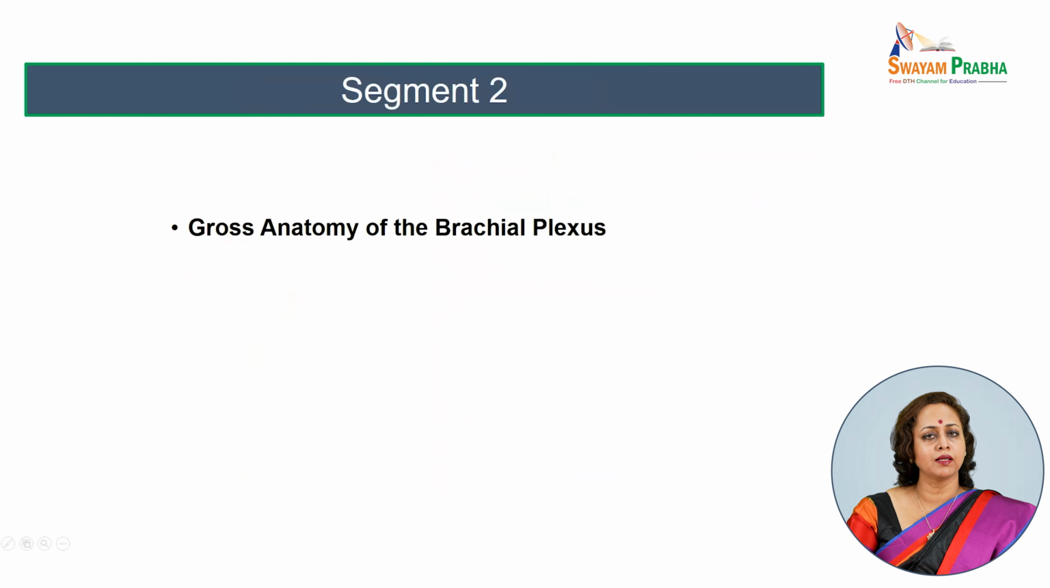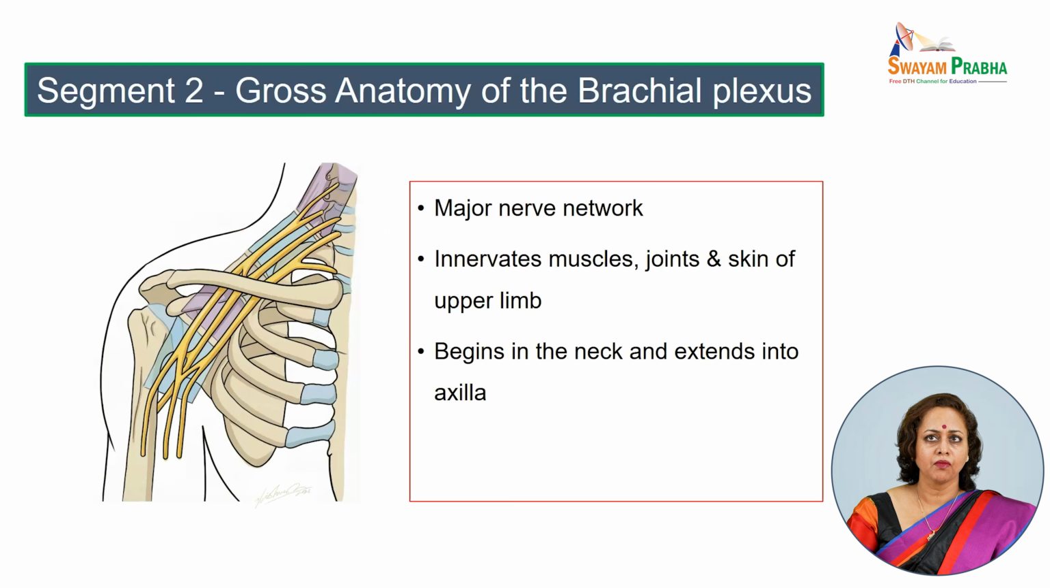Let's start with our second segment, wherein we'll talk about the gross anatomy of the brachial plexus. What is the brachial plexus? You can see in this picture here, it's comprised of a major nerve network which innervates the muscles, joints and the skin of the upper limb. It begins in the neck from the cervical and upper first thoracic nerve rami and extends into the axilla.